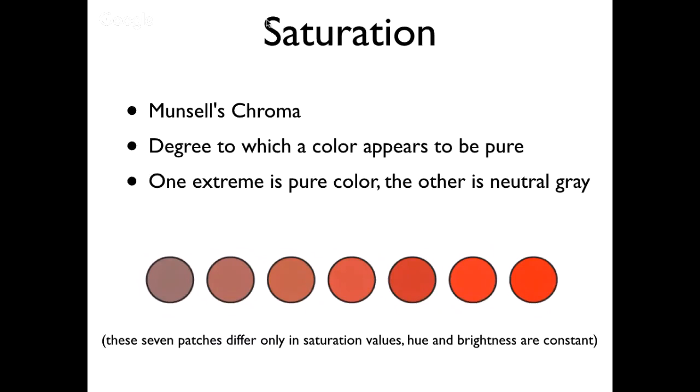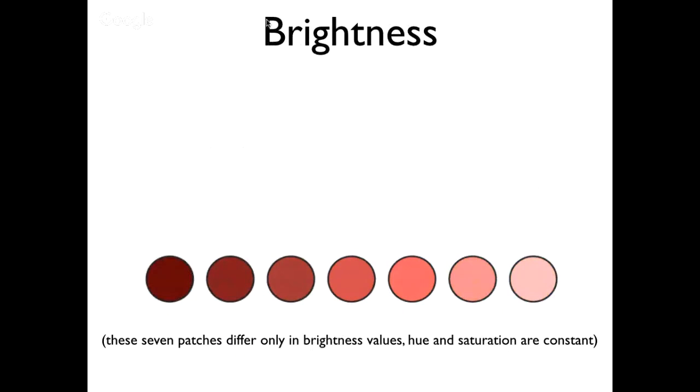So it's the degree to which this thing appears. At one end, you've got the pure color. At the other end, you have neutral gray. If you have no brightness, it's black. If you've got middle brightness, it's a middle gray. If you've got ultimate extreme brightness, it's white.